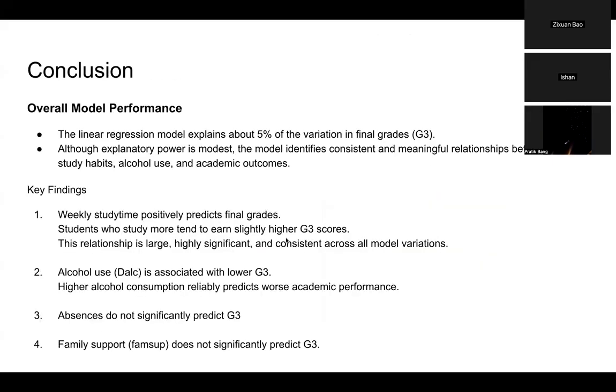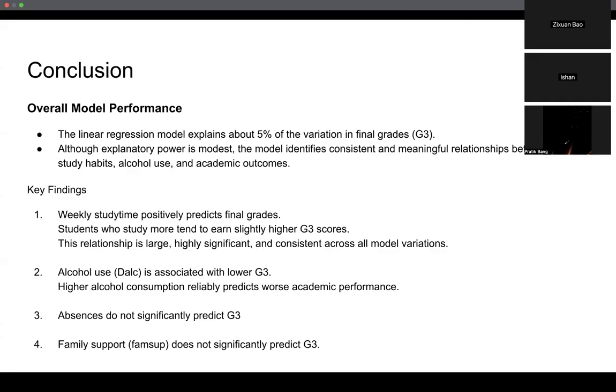So this was the project that I made, and the overall performance in conclusion: study time is the strongest and most meaningful positive predictor of final grades. Alcohol consumption significantly reduces academic performance. Absences and family support do not significantly predict G3 once we account for study time and alcohol use. Although this model explains a modest portion of the variation, it still identifies clear, interpretable behavioral patterns that students and educators can act on. Finally, studying more and drinking less are the two most consistent behavioral factors associated with better academic outcomes in this data set, according to the study that I performed.